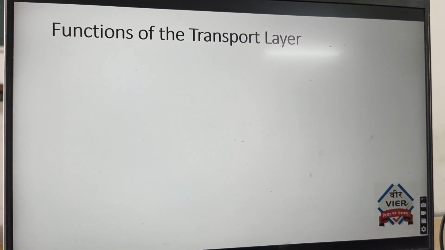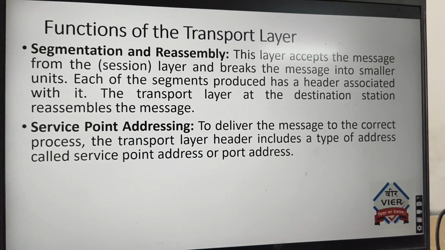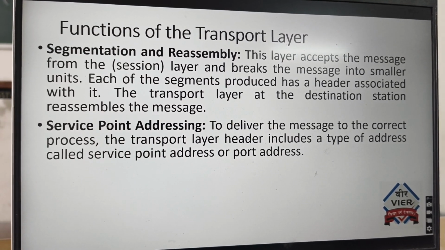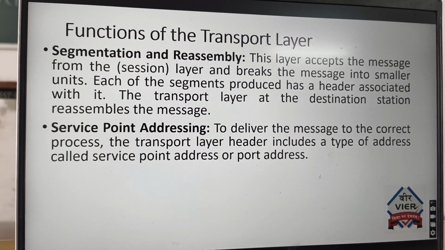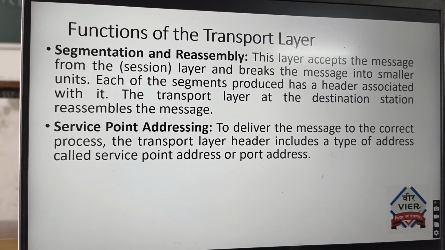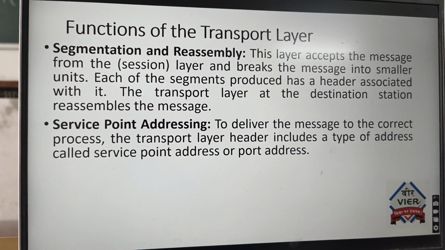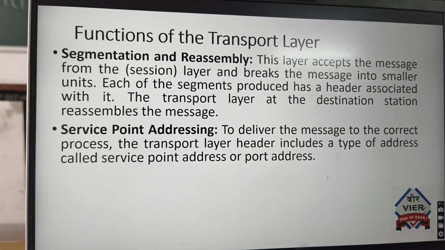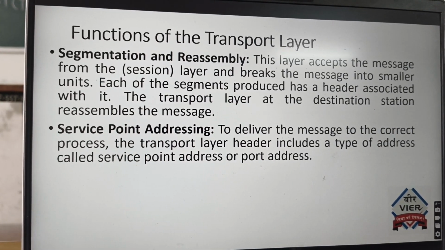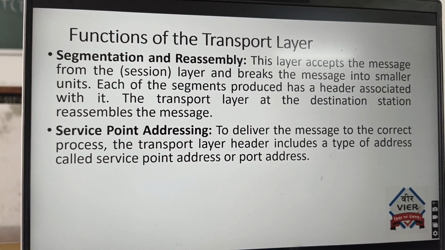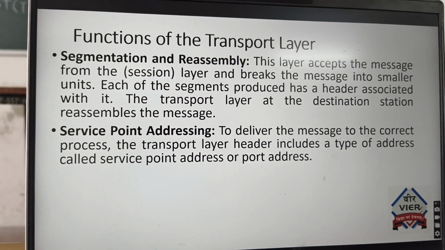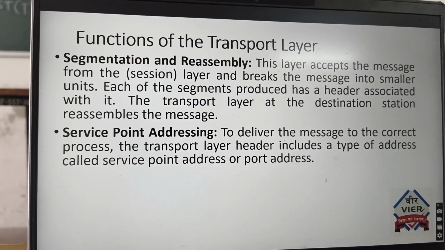Next are the functions of the transport layer. The first function of the transport layer is segmentation and reassembly. This layer accepts the message from the session layer and breaks the message into smaller units. Each of the segments produced has a header associated with it. The transport layer at the destination station reassembles the message.